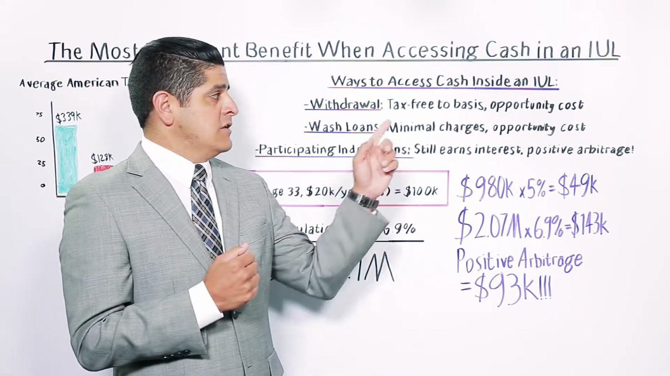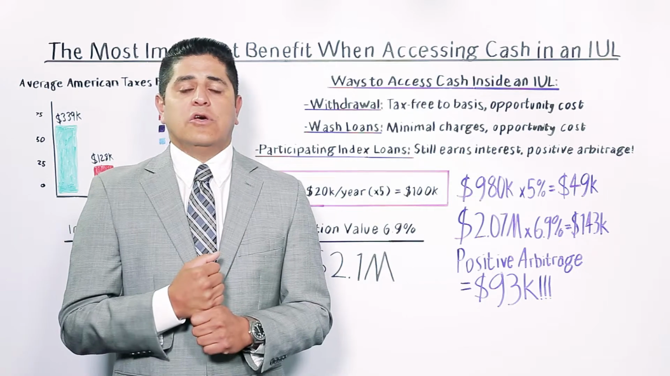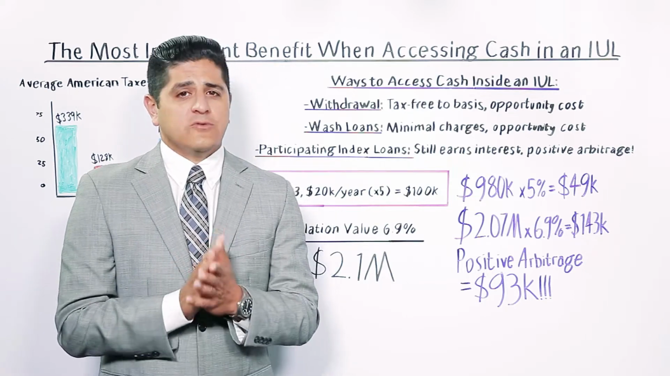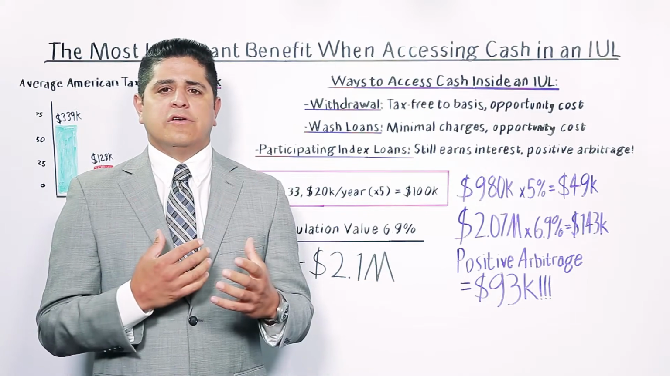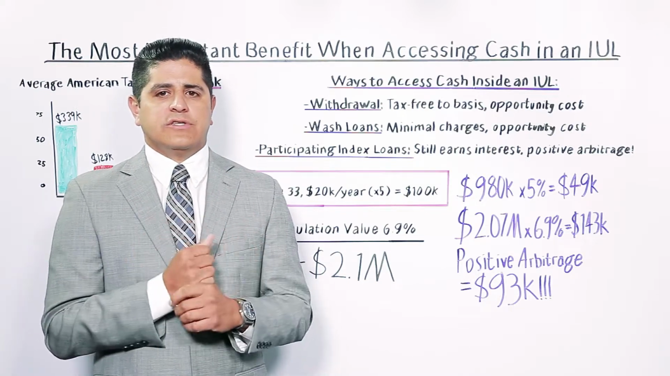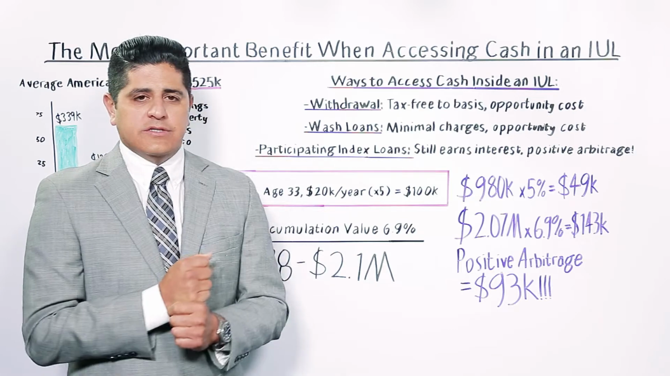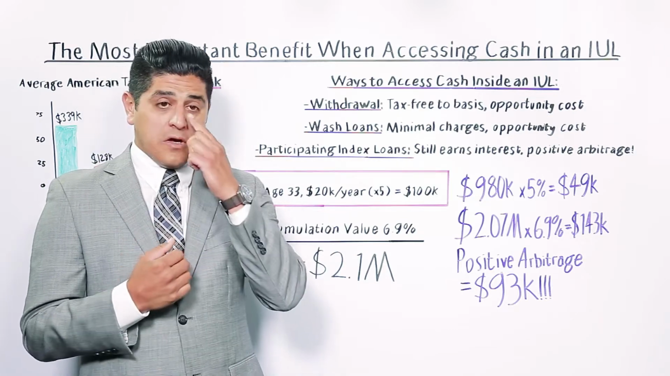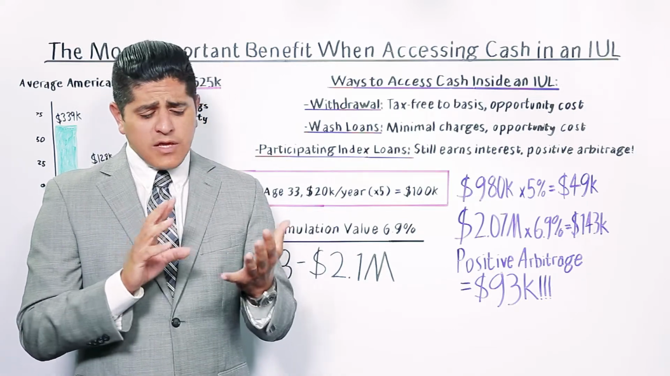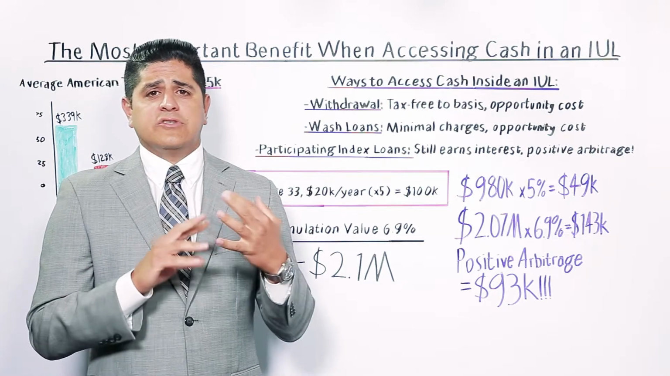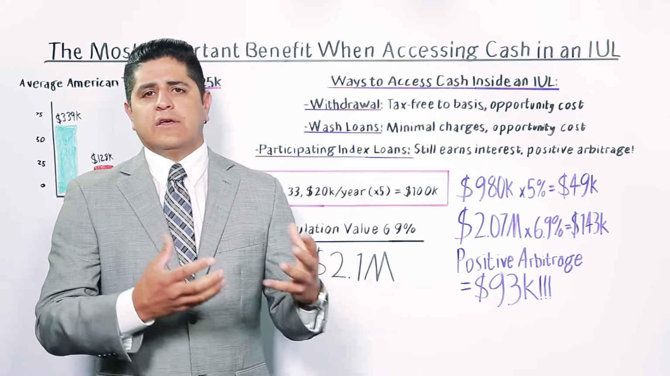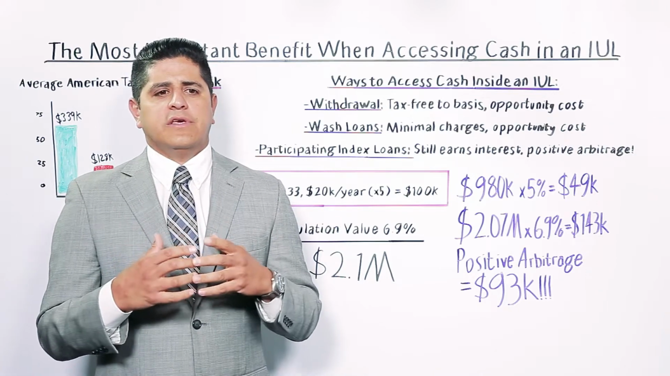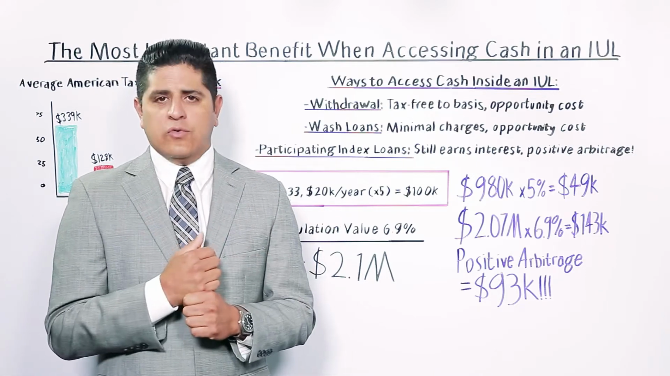But again, you'll see that there is an opportunity cost to that as well, because you've now taken that money out and it's no longer earning a rate of return or positive interest. So the final way is a participating index loan. The keyword there is that it's participating. Okay, so we want it participating in the index. So what that means is we're, again, borrowing from the insurance company, and there would be an assigned loan rate to that.